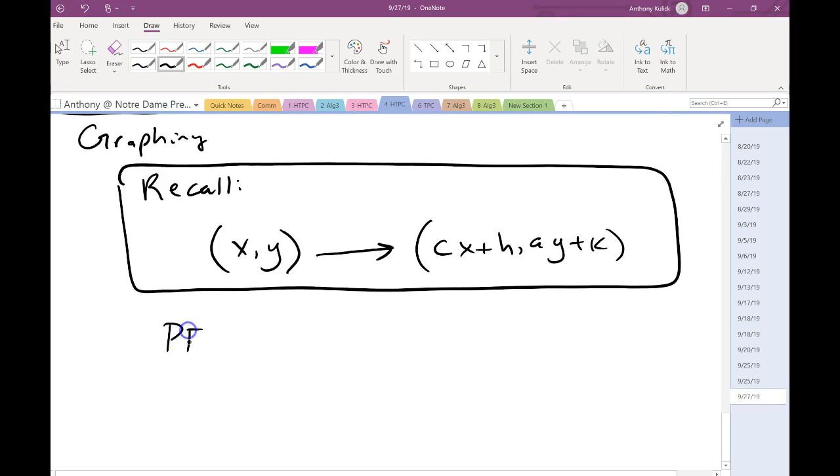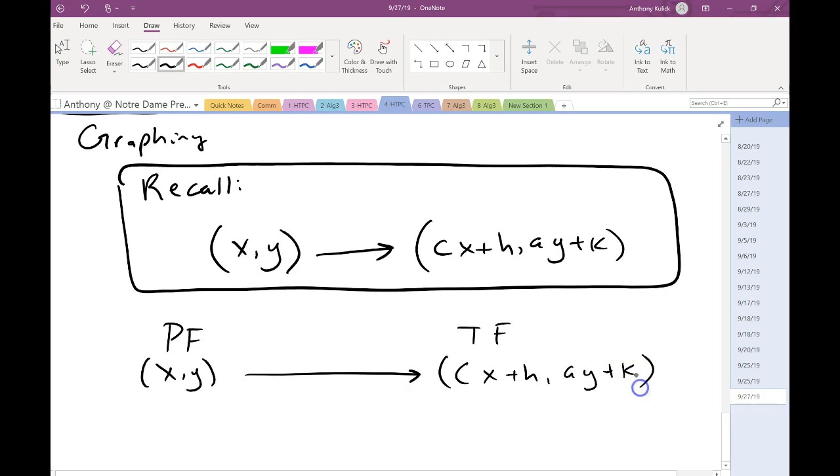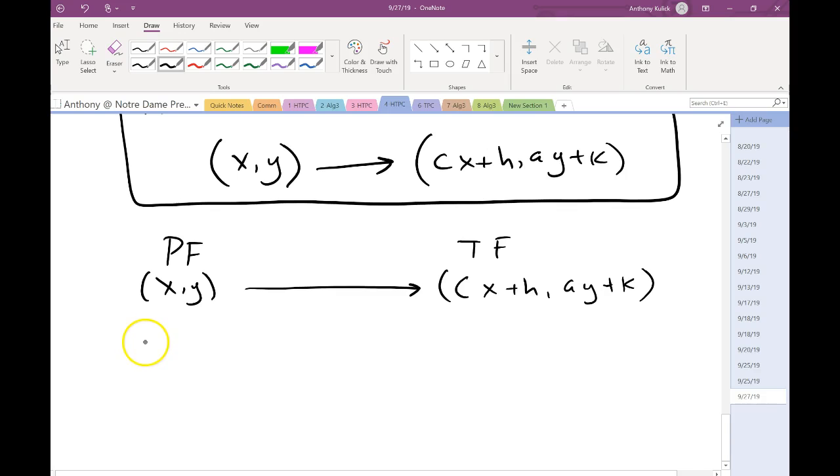So the idea here is if I take a point from my parent function, I can transform it to some other point in my transformed function by taking the x and y coordinates from the parent function, multiplying by c and adding h, and then multiplying by a and adding k. So the question is, what are these key points that I'm going to be using to do this?